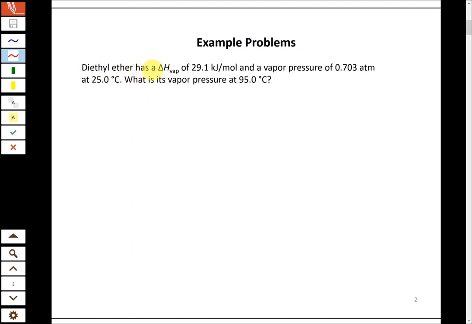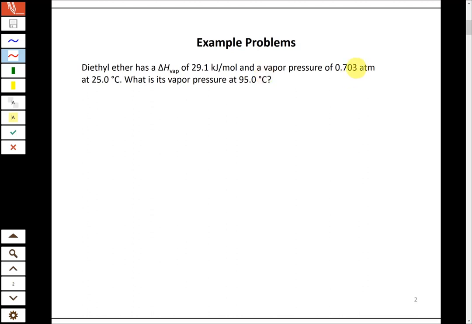And so anyway, this is a liquid that has an enthalpy of vaporization of 29.1 kilojoules per mole, and its vapor pressure is 0.703 atmospheres at 25 degrees Celsius. What would its vapor pressure be at 95 degrees Celsius? Now, before we even start a problem like this, we should think a little bit about where we're going and what our answer should look like.